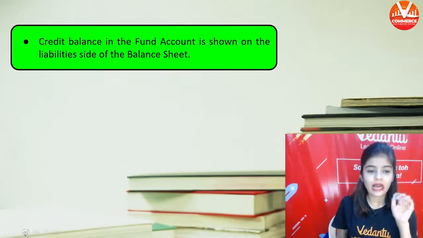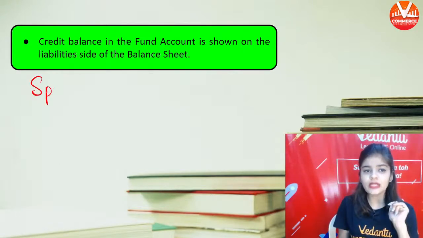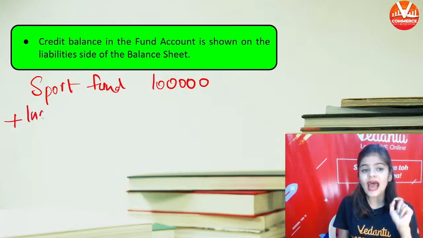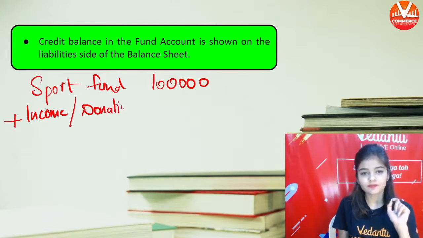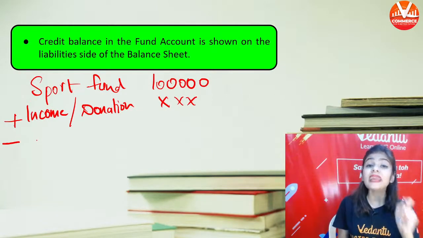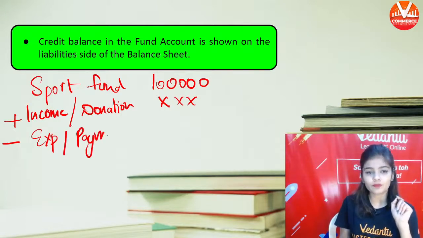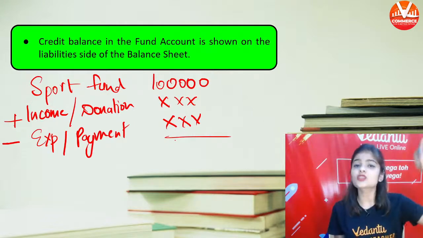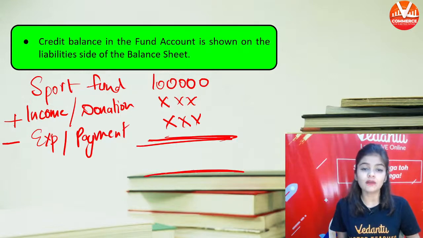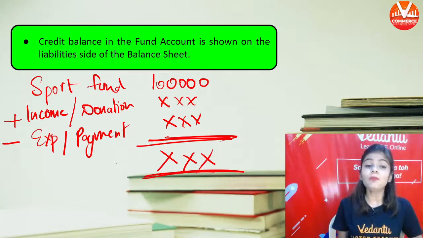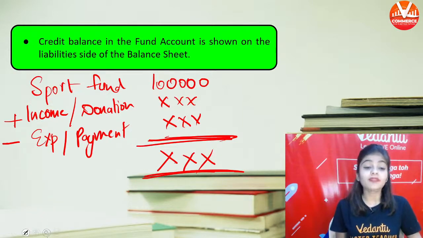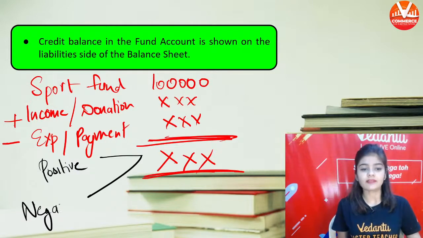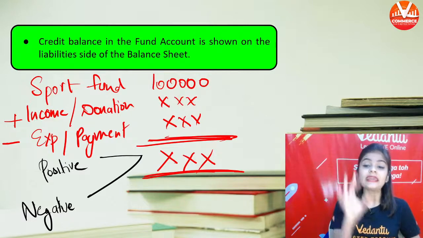अब हमने क्या किया, let me take one example. For example, sports fund is 1 lakh. In the sports fund, you will add income, you will add donation. आप income और donation add कर दोगे, आप minus कर दोगे expenses को, आप minus कर दोगे payment को. In the specific fund, we will add the income and donation and we will subtract any expenses or payment. Now your final outcome, your final answer can either be positive or negative. अब आंसर पॉजिटिव भी आ सकता है और नेगेटिव भी आ सकता है.